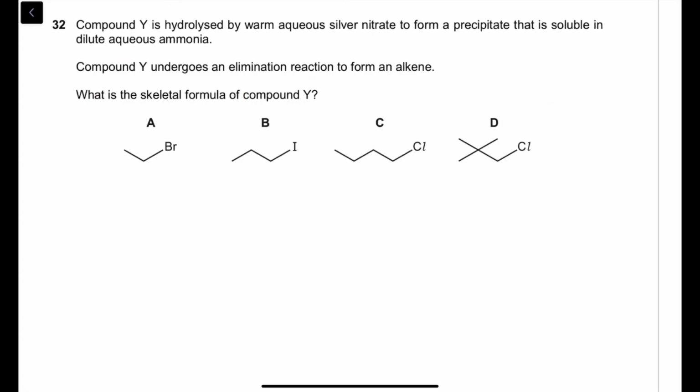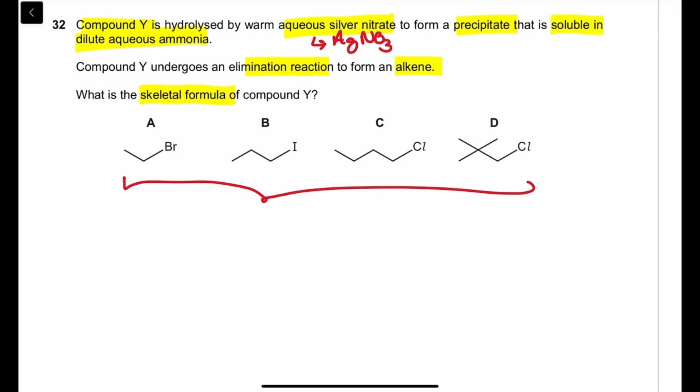Question number 32. Compound Y is hydrolyzed by warm aqueous silver nitrate to form a precipitate that is soluble in dilute aqueous ammonia. Compound Y undergoes an elimination reaction to form an alkene. What is a skeletal formula of compound Y? So silver nitrate has the following formula. It forms a precipitate with all of these. However, the only ones that are soluble in dilute aqueous ammonia would be C and D, so we can eliminate options A and B.